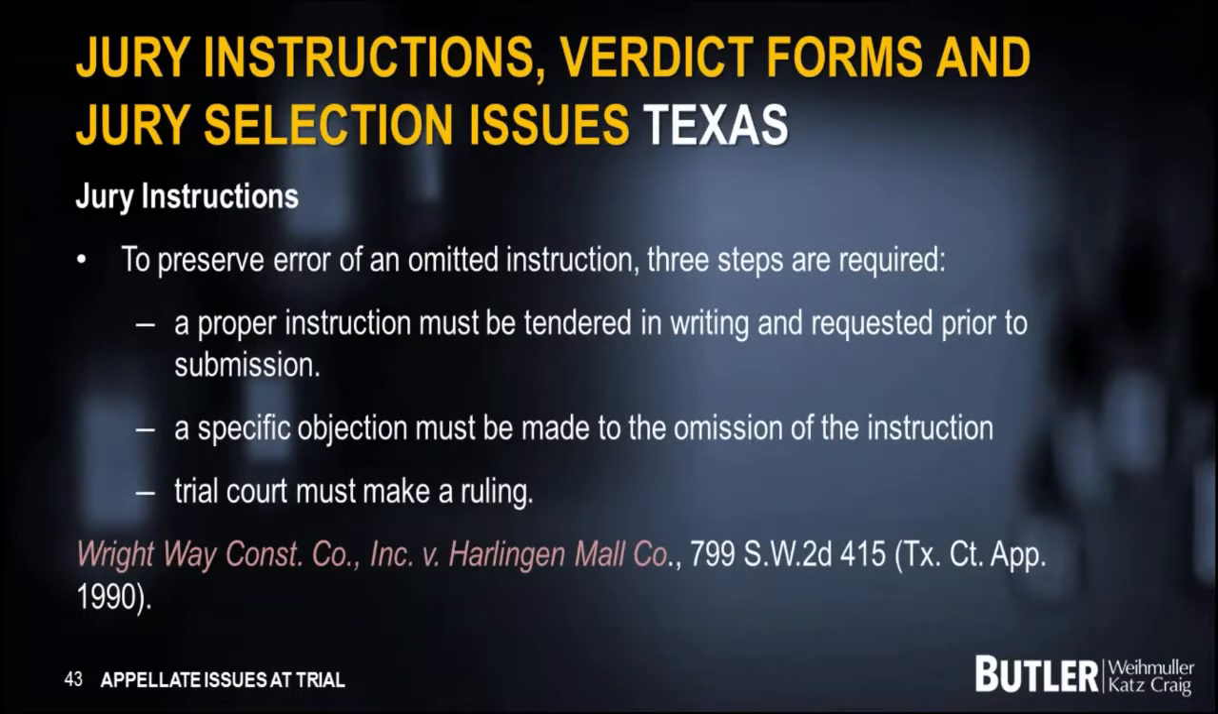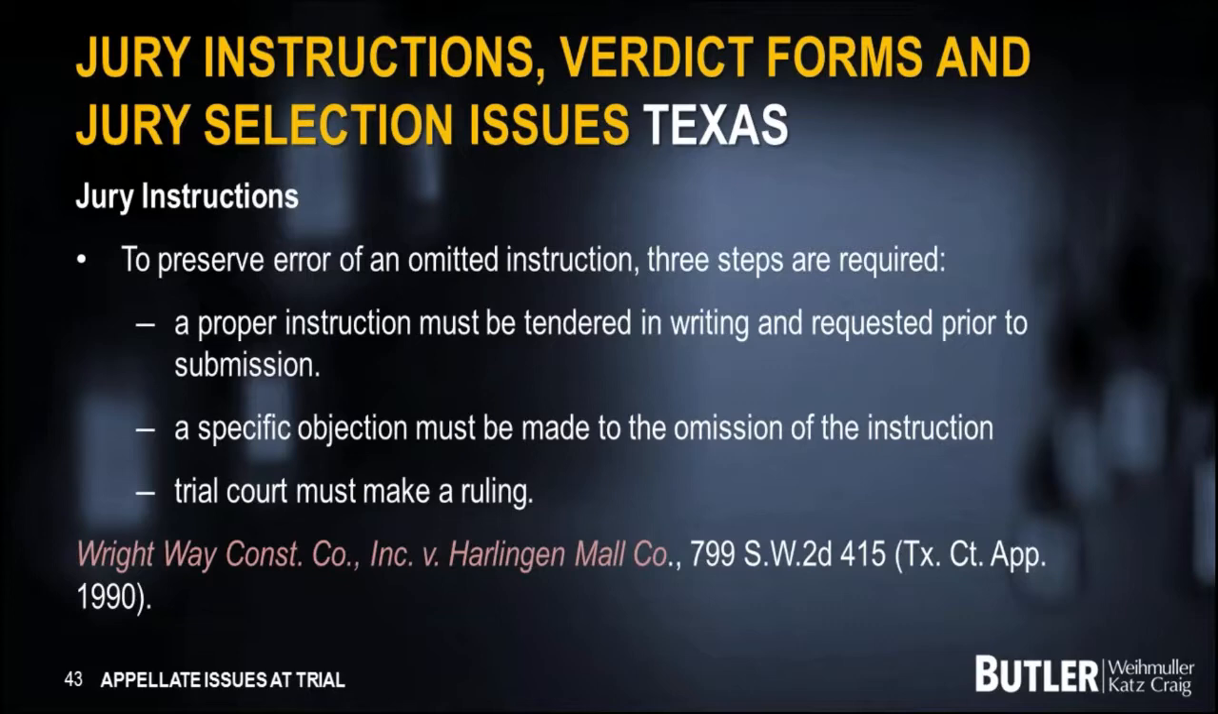Moving on now to Texas, jury instructions. To preserve the error of an omitted instruction, meaning that you wanted a certain jury instruction and the trial court refused to provide it, three steps are required. A proper instruction must be tendered in writing and requested prior to submission. A specific objection must be made to the omission of the instruction, and the trial court must make a ruling.